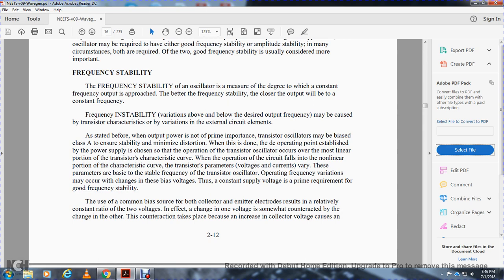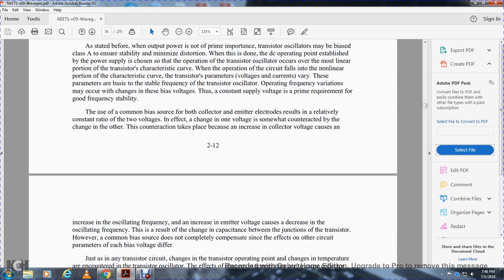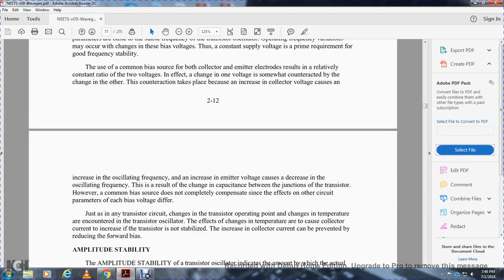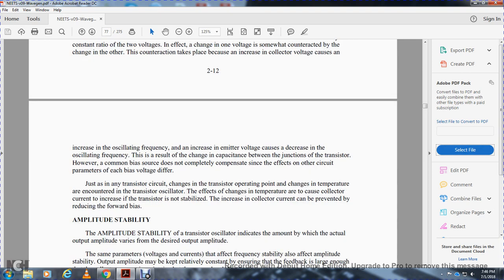The counteraction takes place because an increase of the collector voltage causes an increase of the oscillation frequency, while an increase of the emitter voltage causes a decrease in the oscillating frequency. This results in changing capacitance between the junctions of the transistor. However, the common base bias source does not completely compensate, since the effects of the other circuit parameters on each of the bias voltages differ.